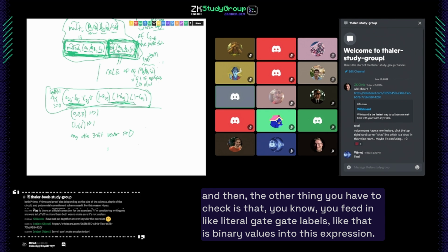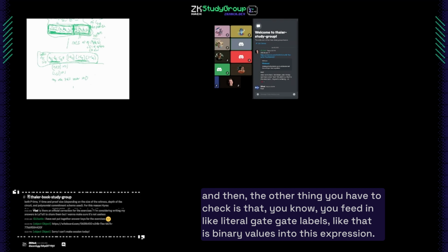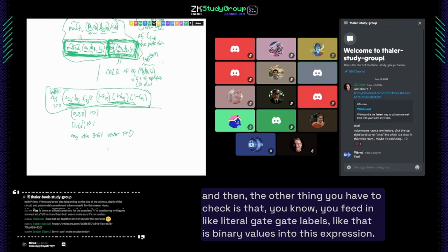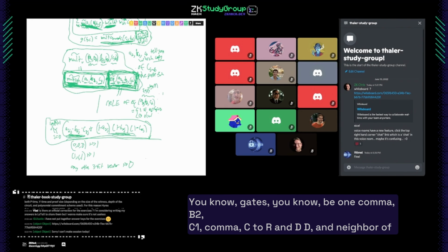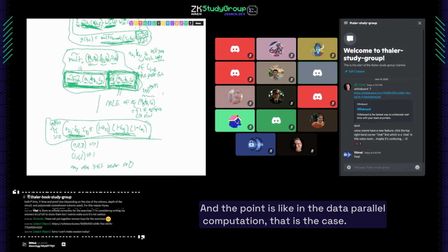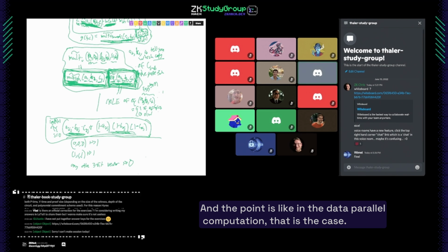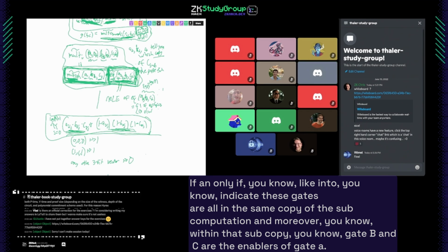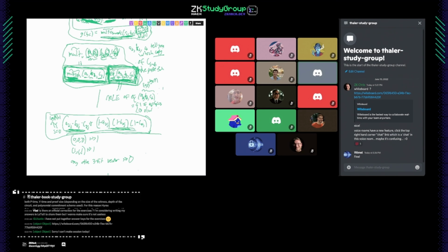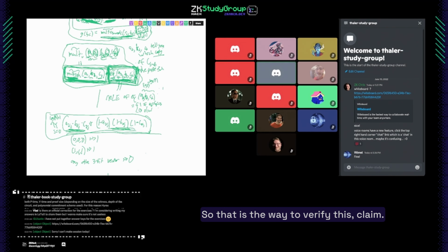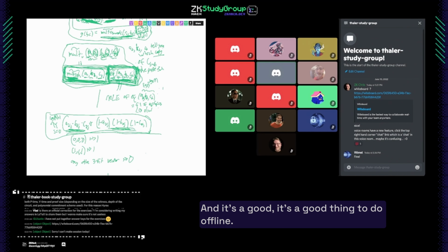And then the other thing you have to check is that you feed in literal gate labels, that is binary values, into this expression, and it actually does spit out 1 if and only if gates B1 comma B2, C1 comma C2 are indeed the in neighbors of gate A. And the point is, in the data parallel computation, that is the case if and only if these gates are all in the same copy of the subcomputation. And moreover, within that subcopy, gates B and C are the in neighbors of gate A. So that is the way to verify this claim, and it's a good thing to do offline.